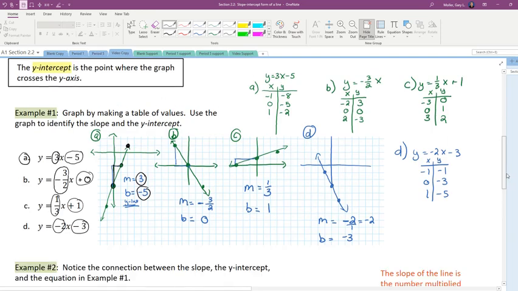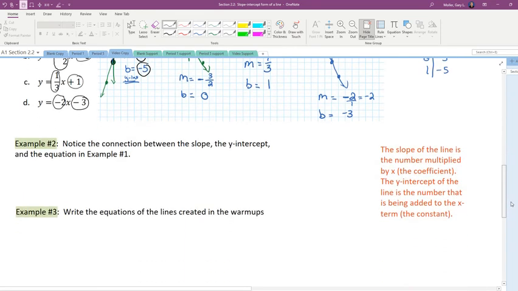Notice the connection between the slope and the y-intercept and the equation. And so what we noticed was the slope of the line is the number multiplied by x, the coefficient of x. And the y-intercept of the line is just the number that's being added to the x term, also known as the constant.